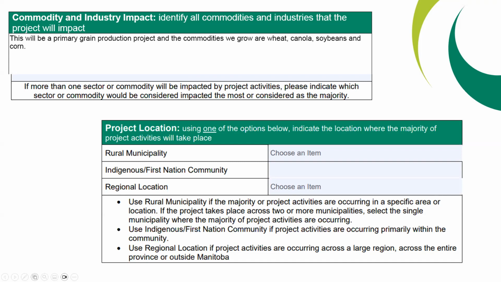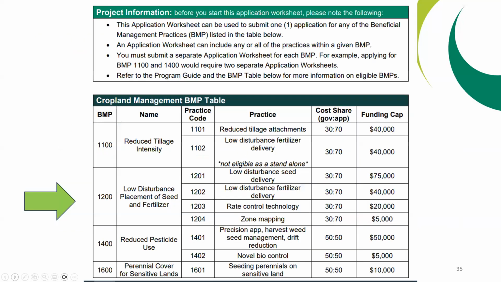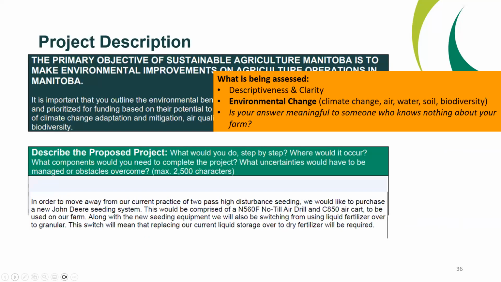Next, the project location. Again, you will indicate the legal land description, and then you'll get to choose from a drop-down menu the municipality, the watershed district, and the location description. And there's an example given right there for you on the application worksheet. So we are applying for 1200.